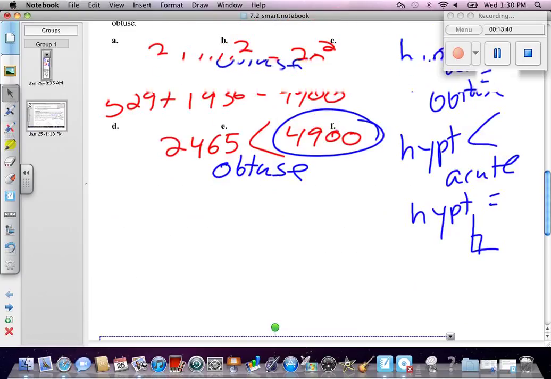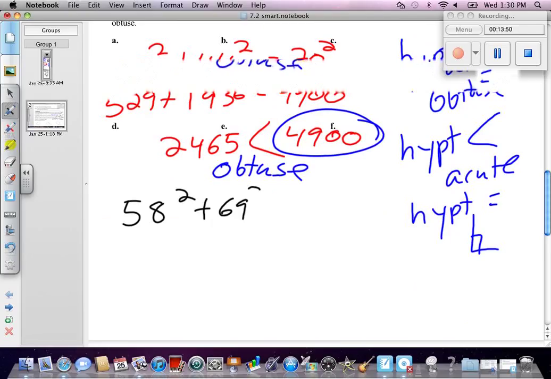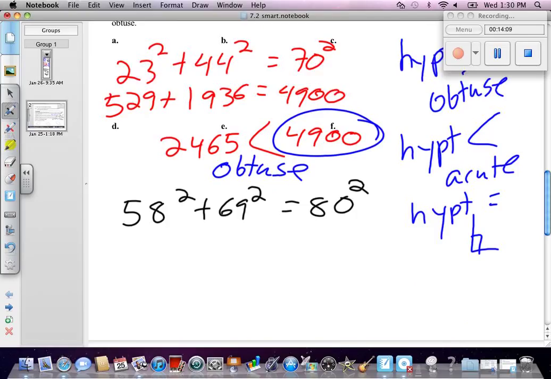Okay. Let's do B. 58 squared plus 69 squared equals 80 squared. Everybody's okay with setting that up though, right? Thumbs up if you're okay with setting this up. Thumbs down if you're not. Thumbs sideways if you're so-so. The biggest number is always the hypotenuse, so that's always what you set it equal to on one side and the other two on the other.